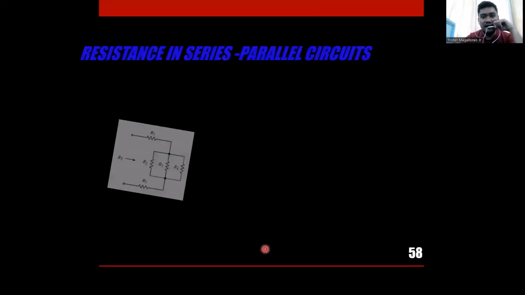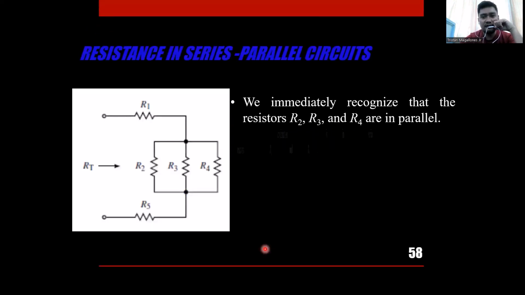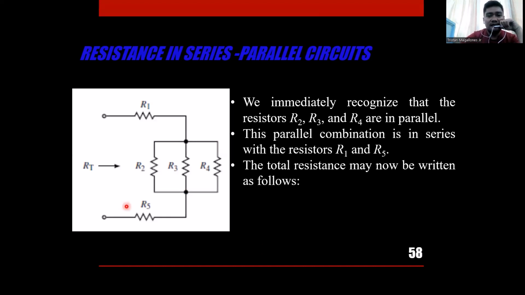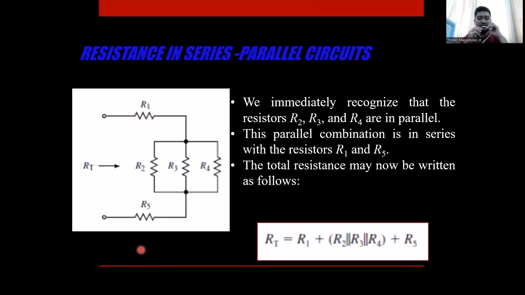So for a visual representation, you can have this example. R1, R2, R3, R4, and R5 are all resistances in this circuit. You can see that R2, R3, and R4 have common points here, so R2, R3, and R4 are in parallel. We immediately recognize that the resistors R2, R3, and R4 are in parallel. This parallel combination is in series with the resistors R1 and R5. So the total resistance may now be written as follows.